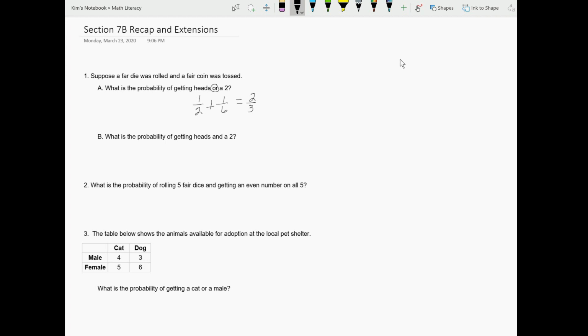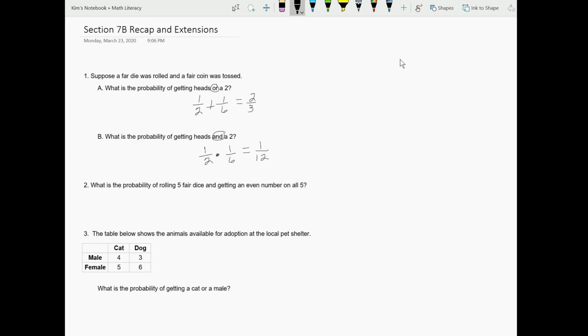Part B, what is the probability of getting heads and a 2? At first glance, it may seem like these are both the same problem, but here is OR, and here we have an AND. That makes a difference in what the problem means and how we do the problem. When I have an AND probability, I'm going to multiply the two probabilities. The probability I get a heads is 1/2. The probability I get a 2 is 1 out of 6. So I multiply that together and I get 1/12.